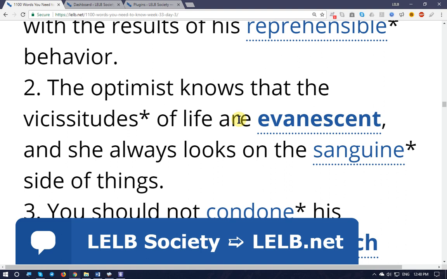Number 2. The optimist knows that the vicissitudes of life are evanescent, and she always looks on the sanguine side of things. That is so typical of optimists. The opposite is pessimists. Know that the vicissitudes or problems of life are evanescent, short-lived, temporary, and she always looks on the bright side of things, or sanguine or optimistic.